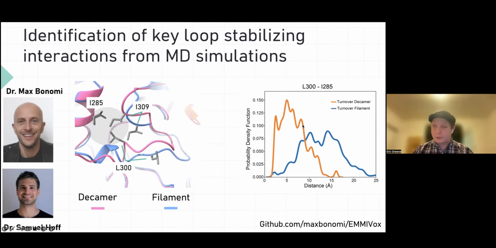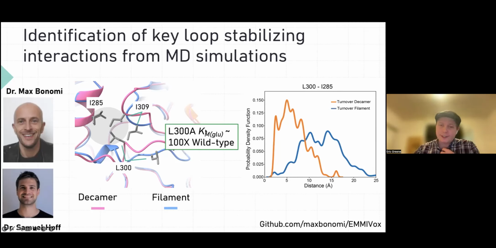If we look at the full ensemble, here, turnover decamer is in orange and turnover filament is in blue. We can see that in the turnover decamer, there's a lot closer distance between leucine 300 and isoleucine 285 in the ensemble. However, in the turnover filament, this entire distribution is rightward shifted, and this interaction is pretty rarely formed. So we did a lot of mutagenesis studies here with these different loop interactions. We could find that an L300A mutation could have a KM for glutamate that was about 100x wild type. So if we disrupt this pocket through mutagenesis, we can have a really big impact on its ability to form a Michaelis complex.